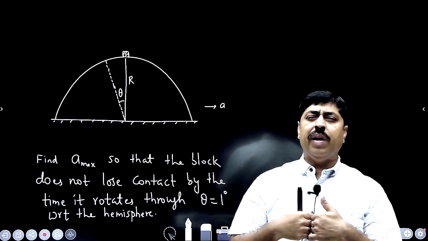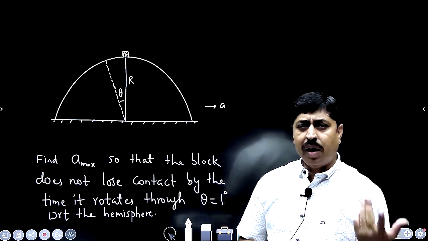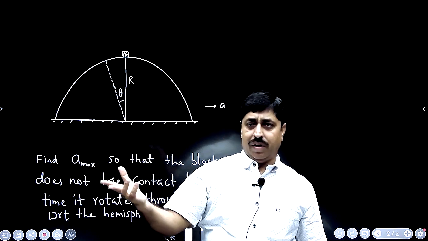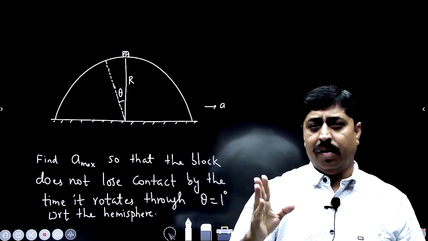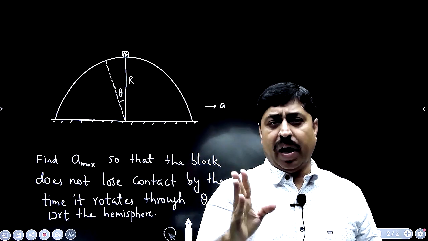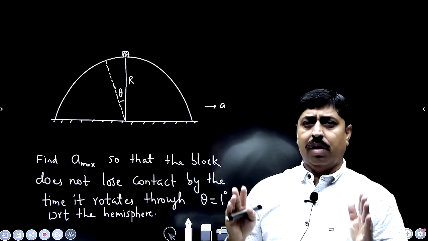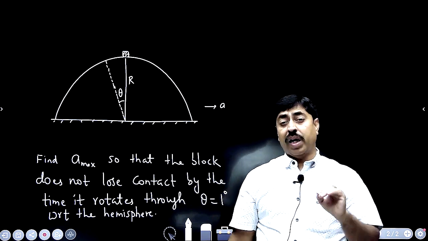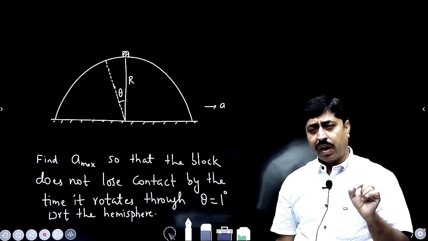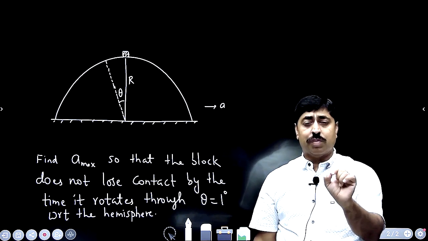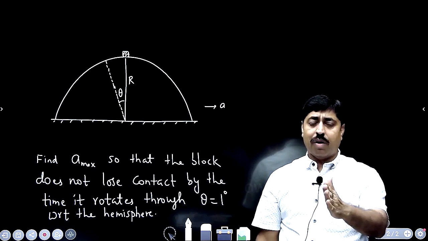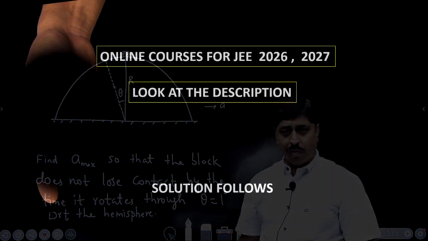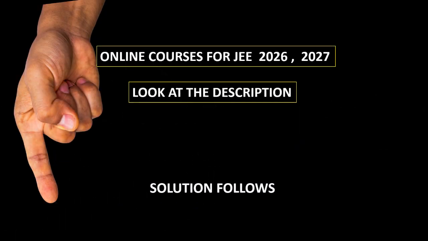If you give it a very huge acceleration, then it may happen that this block will very soon fly off the hemisphere. But the question requires what should be a max so that the block does not lose contact with the hemisphere by the time it rotates through an angle of 1 degree with respect to the hemisphere. So now you can pause the video and give it a try.